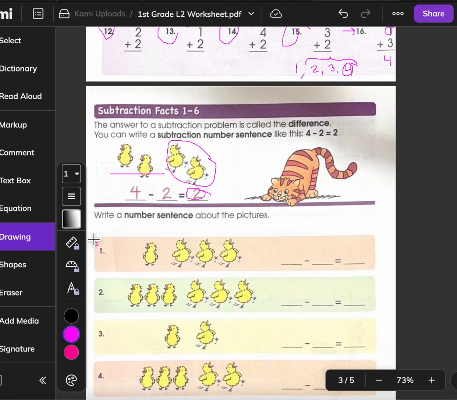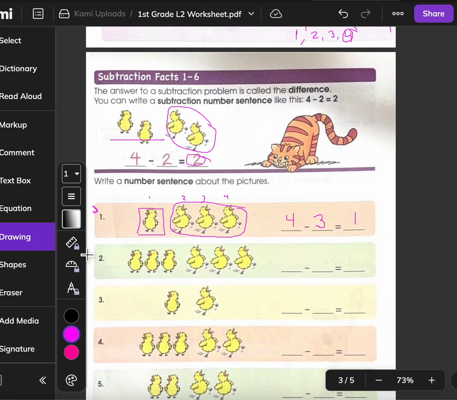Let's look at number 1. So here we have 1, 2, 3, and 4 ducks. So that's going to be our number here. 3 ducks are running away. So we subtract 3 from 4, and we're left with 1 duck. So that's our answer.